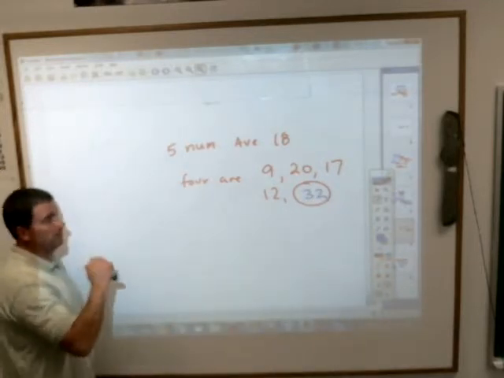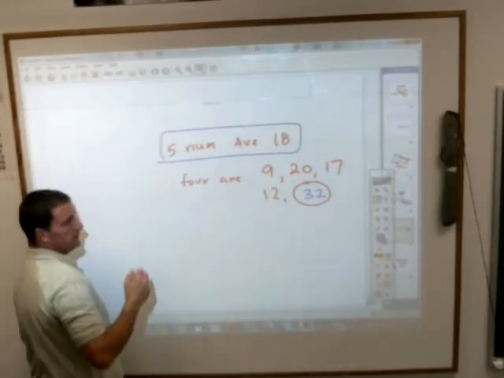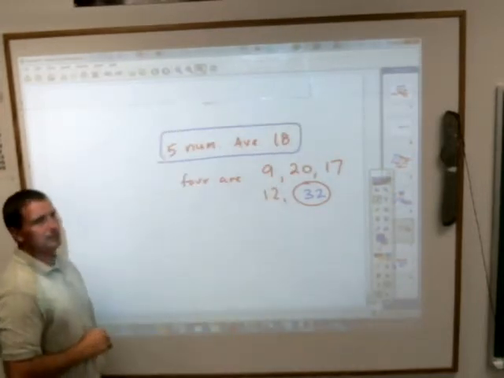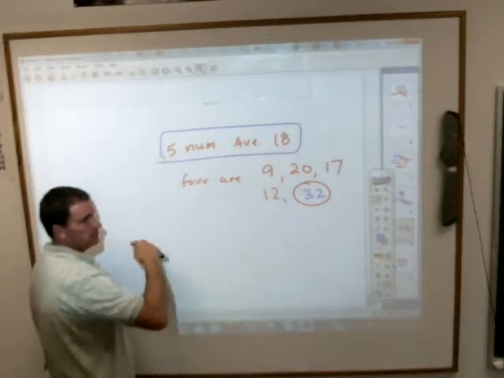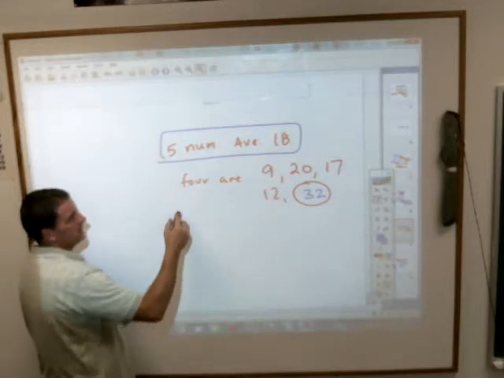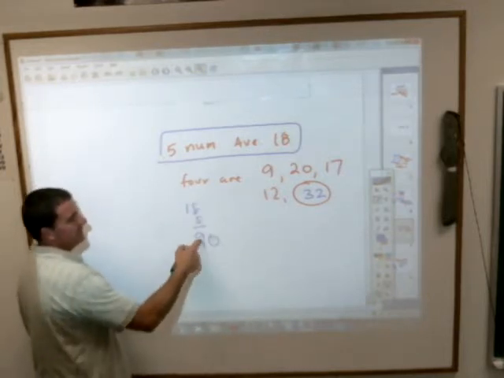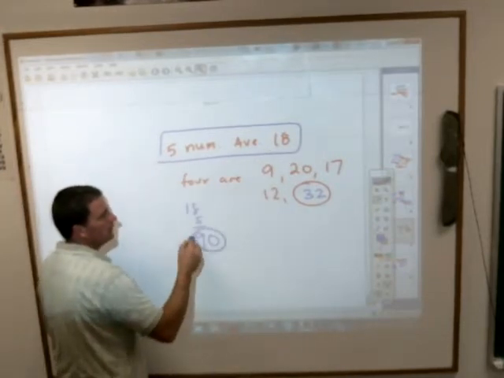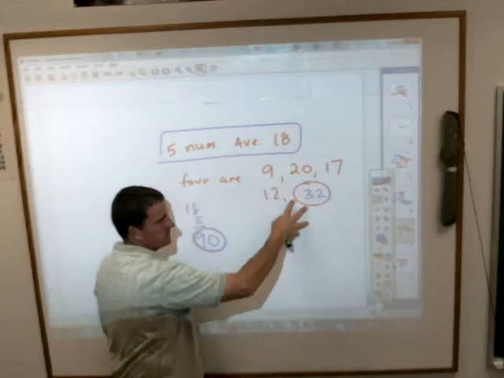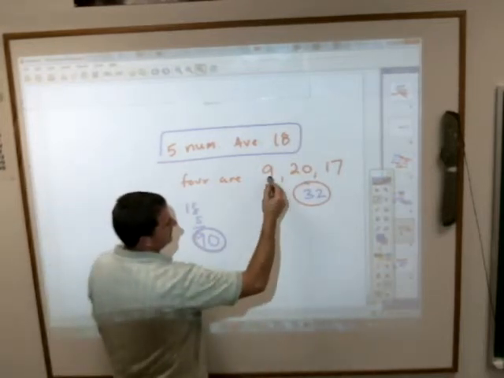And here's what you need to figure out. In order for 5 numbers to average 18, you have to have a total of 5 times 18. That's the only way to get an average of 18, is to have 90. 90, when divided by 5, gives you 18. So you have to get a total of 90 from these numbers, because that's the only way to get that average.